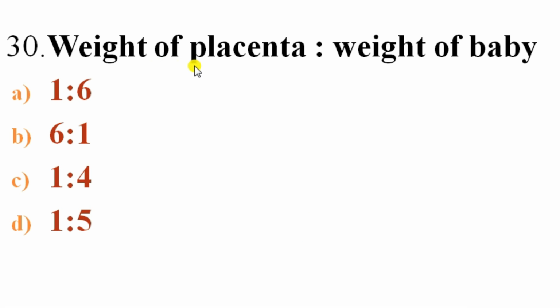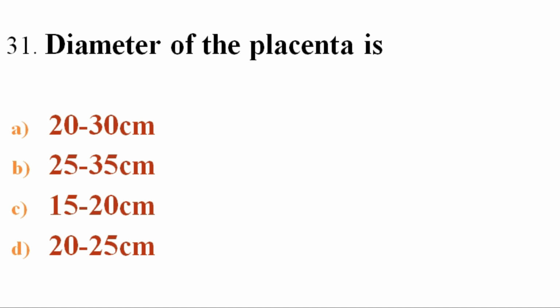Next question. Weight of placenta to weight of baby is options A. 1:6, B. 6:1, C. 1:4, D. 1:5. Answer is A. 1:6. Next question. Diameter of the placenta is options A. 20 to 30 centimeter, B. 25 to 35 centimeter, C. 15 to 20 centimeter, D. 20 to 25 centimeter. Answer is C. 15 to 20 centimeter. That is diameter of the placenta is 15 to 20 centimeter.